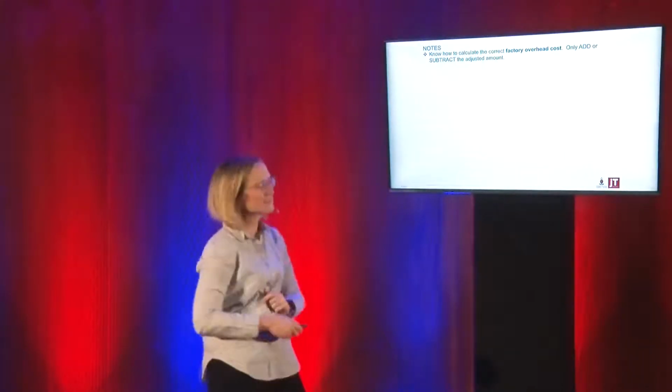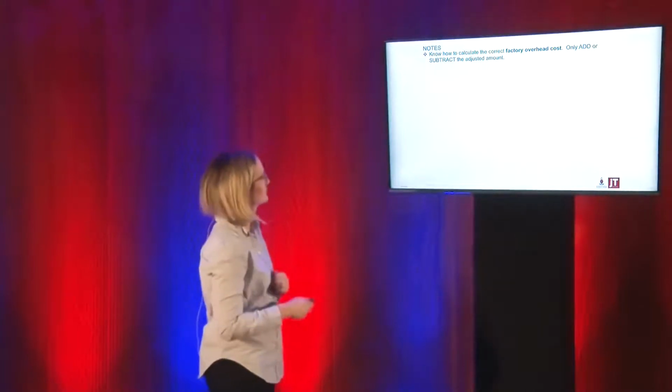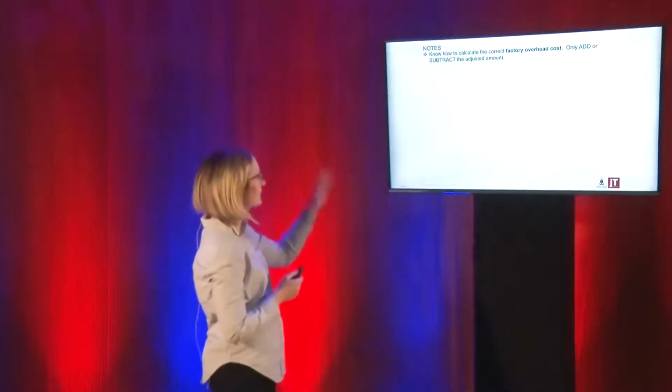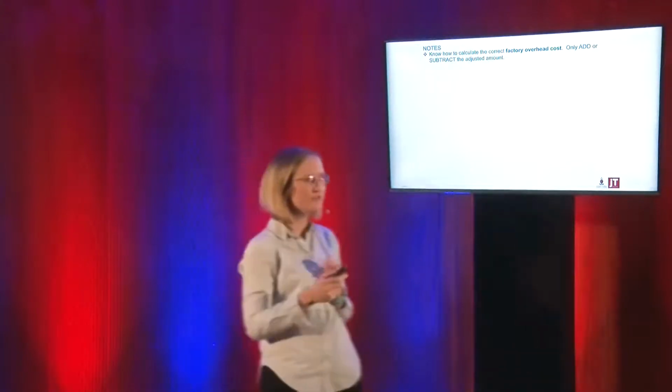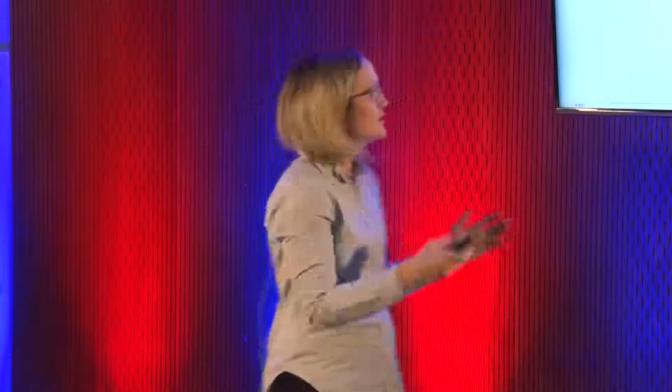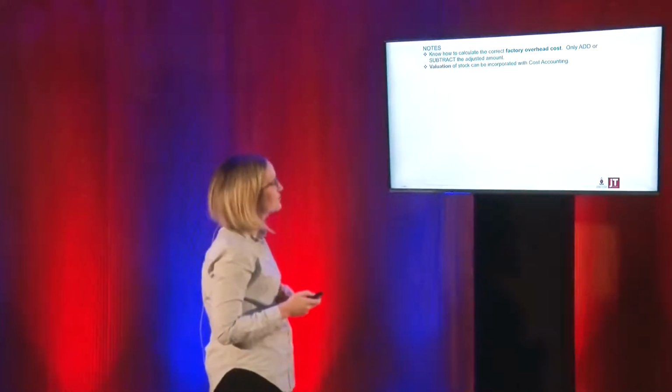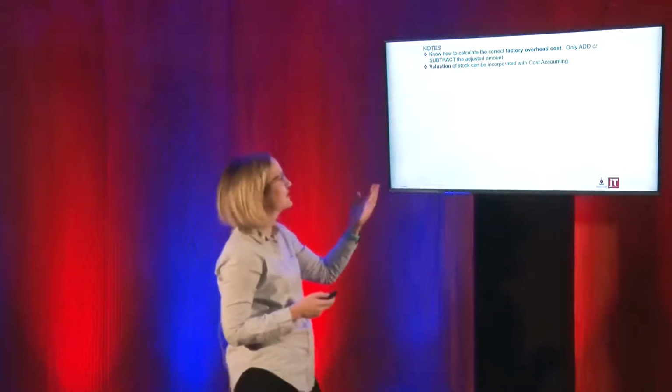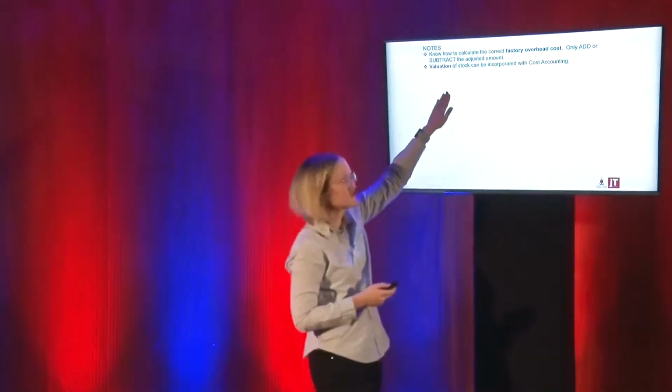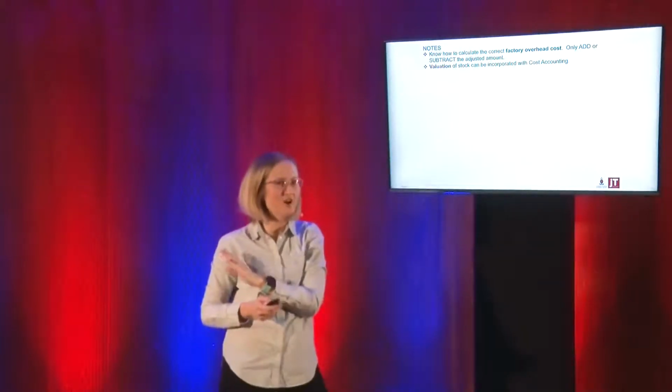Looking now at some additional notes, ways in which they can ask it. Know how to calculate the correct factory overhead cost. They sometimes ask us in paper 1 as well, where they say calculate the correct net profit. When they ask you in this way, you only add and subtract the additional amount. You don't take the total over the period of time. They can ask you cost accounting and incorporating valuation of stock, and we're going to look at that later on as well.